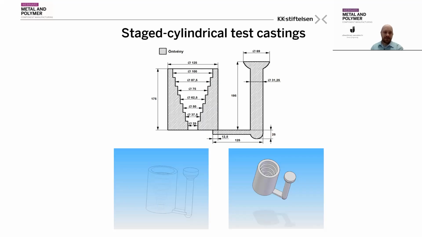And here in the picture, I show some alternative gating system, which is working well. We have tried it, but of course there are alternative ways to cast this step cone casting. Next one.